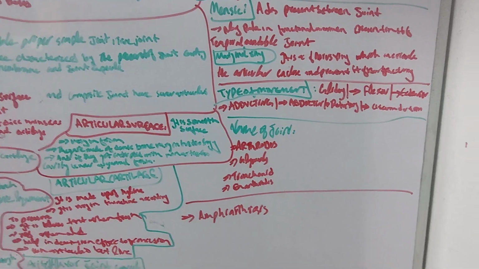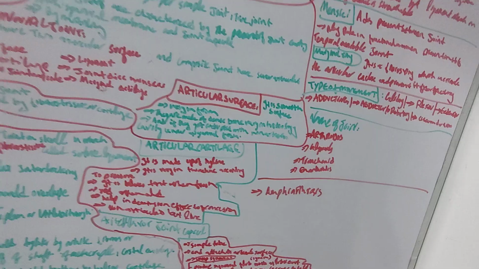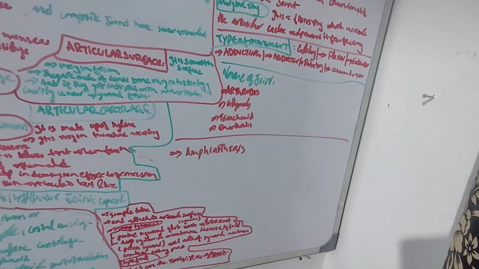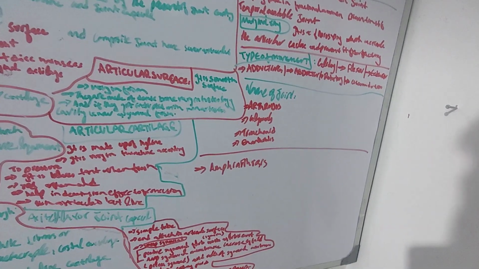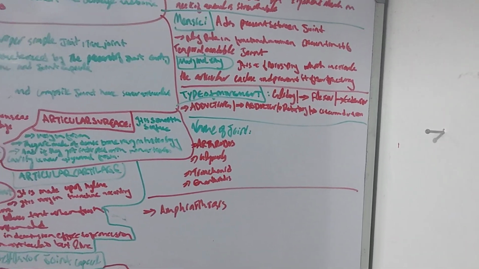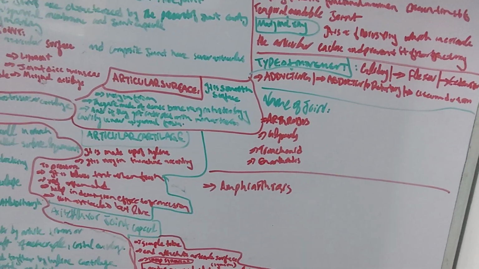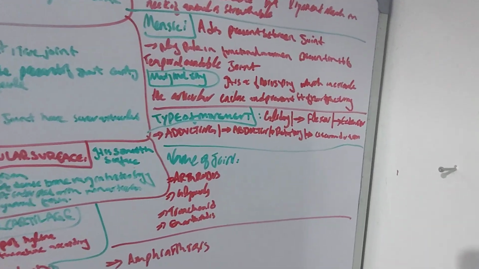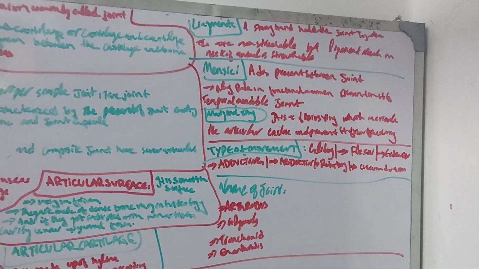Types of movement in diarthrosis: gliding, rotation, flexion and extension, abduction, adduction, and circumduction. What is gliding? Gliding is the sliding movement of a joint, like the gliding movement shown by the cervical vertebrae.